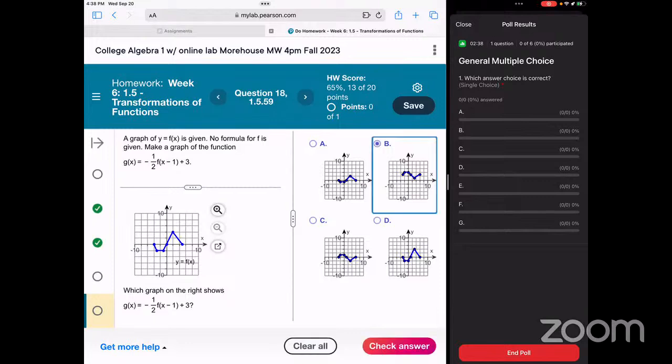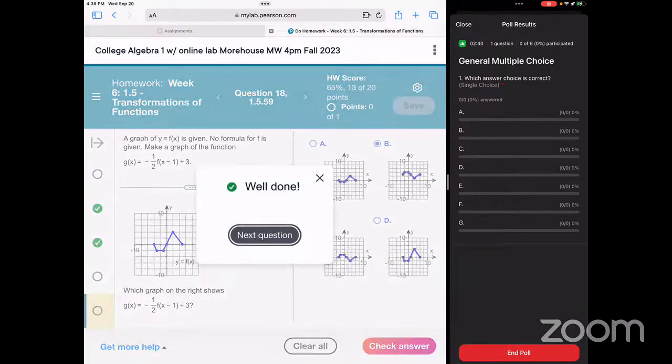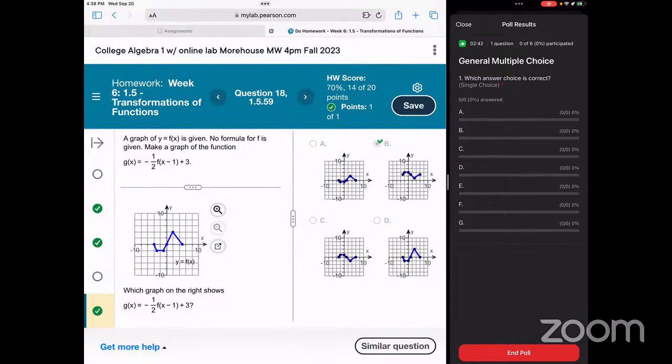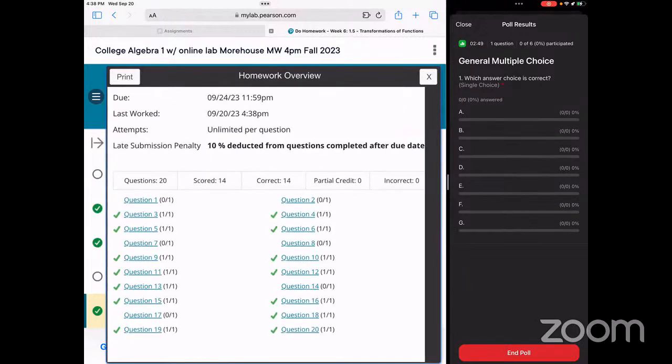Okay. Let's do one more. Hey Google, give me a random number between 1 and 20. Here's a random number. 11. Okay, 11, 12, 13. We'll go ahead and do 14. This will be it. 14.